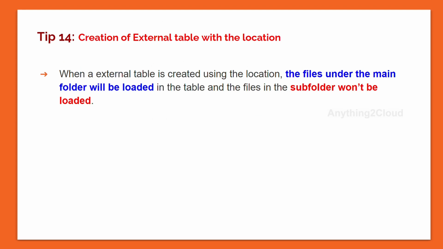Next step is creation of external table with the location. So when an external table is created using the location, the files under the main folder will be loaded in the table, and the files in the subfolder won't be loaded. For example, when you create an external table with the file path mentioned in the location, then only the files available in the main folder will be loaded, and files in the subfolder won't be loaded into the tables.